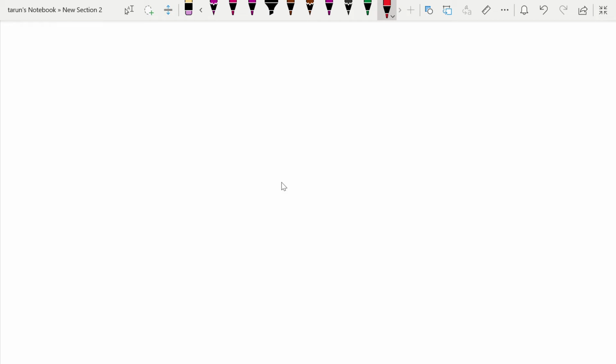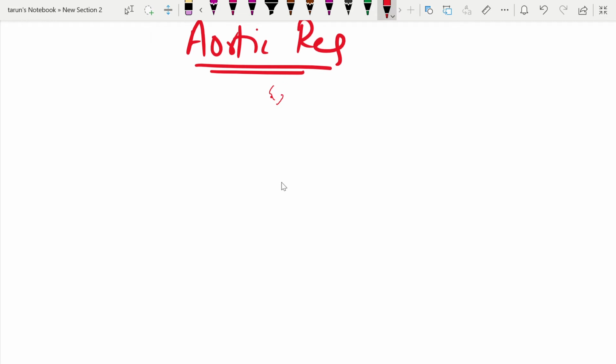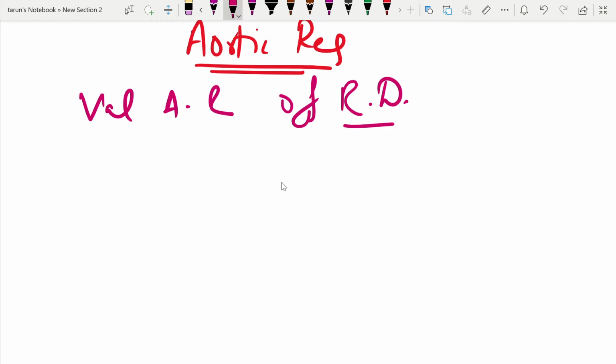So friends, now we will talk about aortic regurgitation, which is also called aortic insufficiency. First the examiner will ask, what is your case? Then you will say, this is a case of valvular aortic regurgitation, probably of rheumatic origin, and the patient is without congestive cardiac failure, and the patient is in sinus rhythm at present. So in this way you will tell your diagnosis.